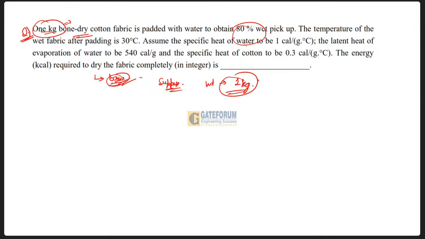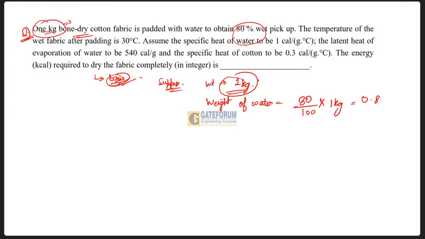If the fabric weight is 1 kg, what would be the weight of the water? The weight of water would be 80% of 1 kg.